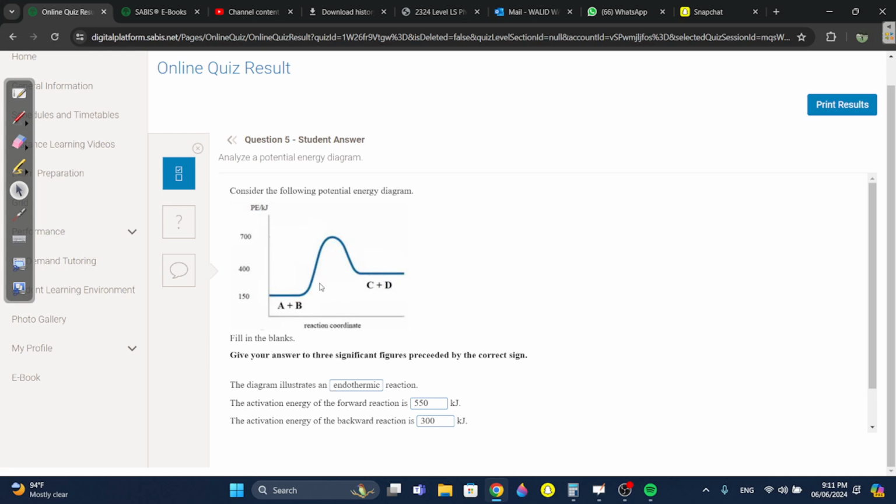And the activation energy of the forward is how much? Activation energy, you just look at the activated complex and the reactants. How much is the difference between them? It's going to be 450. Okay, then the activation energy of the backward, again, same thing, but since it's backward, I just go to the products. And the difference between 700 and 400, that's 300.